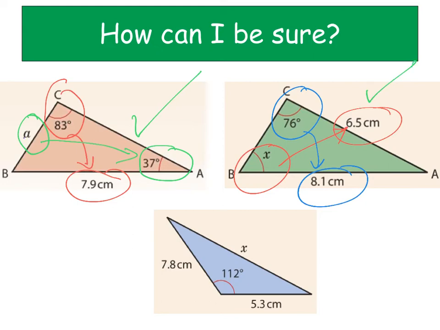If I have a look at the bottom question, I'm looking for this side here, and I do have the angle opposite, but the problem here is that I don't have another angle. I only have one angle given to me, and it's not asking me to find another angle. Therefore, I cannot use a sine rule on this, and this is in fact the cosine rule that I could use to solve this question, which we will learn later in the week.